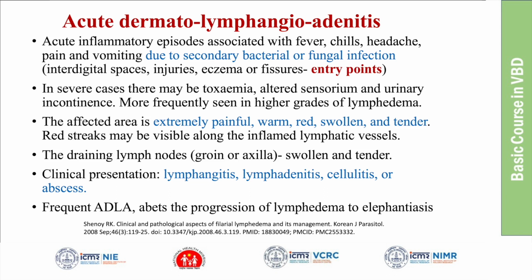Also, the patient will complain of swollen lymph nodes, which are very painful as well, especially in the groin area and the axillary region. The clinical presentation will be in the form of lymphangitis, lymphadenitis, cellulitis, or abscess. As I already told, frequent attacks of ADLA increase the progression of lymphedema and ultimately result in the development of elephantiasis.